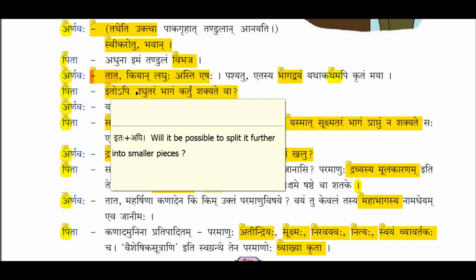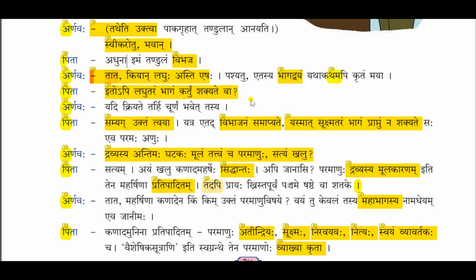Then father said, ito api laghutaram bhagam kartum shakyate va. Ito api means further. Laghutaram means smaller. Bhagam means pieces. So smaller pieces, smaller parts. Kartum means to do. Shakyate va, can you do? So will it be possible to split it further into smaller pieces? So father asked Arnav, क्या इसको तुम और भी छोटे कर सकते हो?